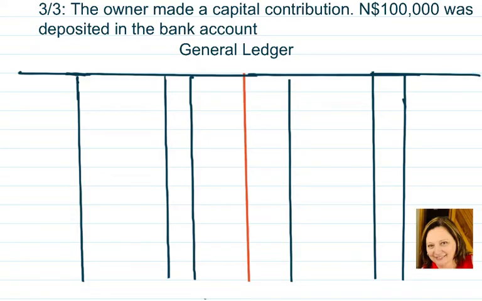Now, if we look at this transaction on the 3rd of March, the owner made a capital contribution of 100,000 and it was deposited in the bank account. Now, our first step is to determine the two accounts. Let's quickly see what are the two accounts. I would say my capital is one account because the owner made a capital contribution, and my other account will be bank. All right, now I have my two accounts and I can start to write it down.